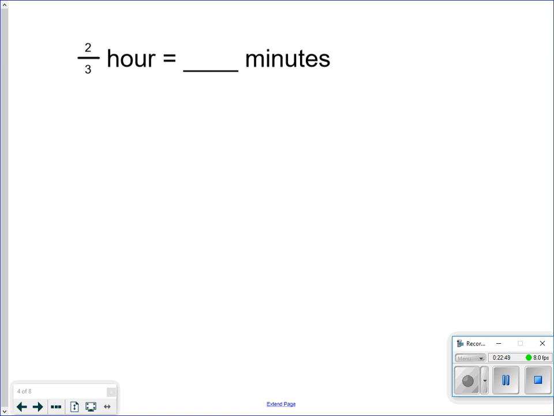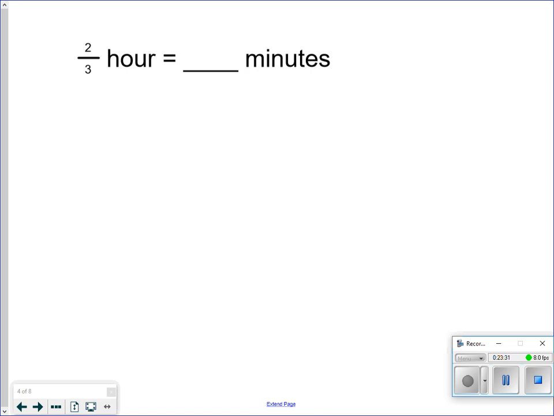So, understand, measurement conversions are the same thing. Don't make them hard just because you're going from one unit of measurement to another. This ends up being one of the harder things because y'all don't know your conversions. So I'm going from 2/3 of an hour and I'm changing it to how many minutes is that?